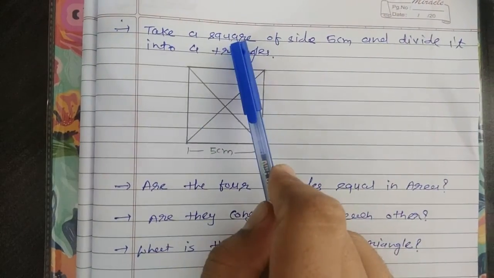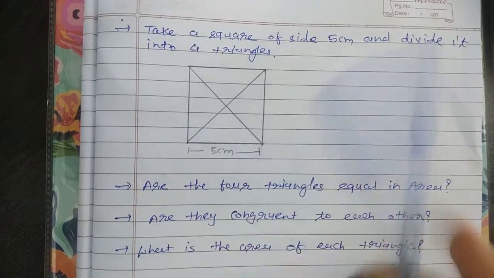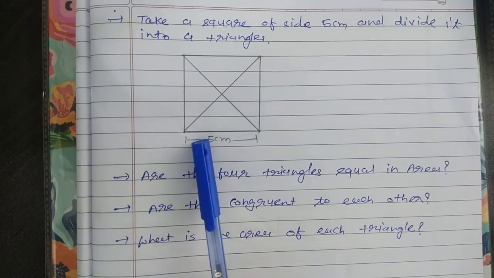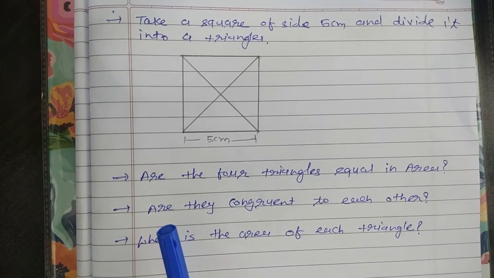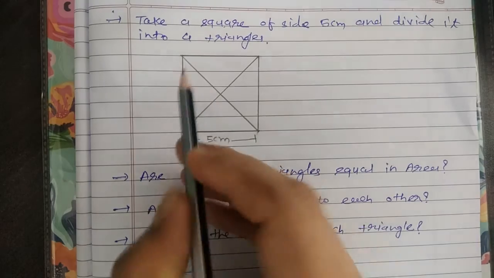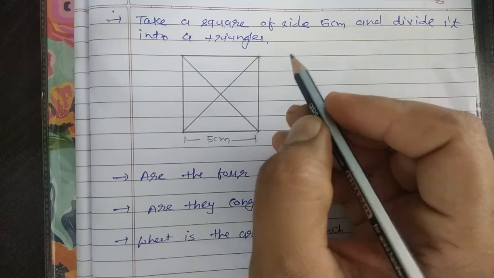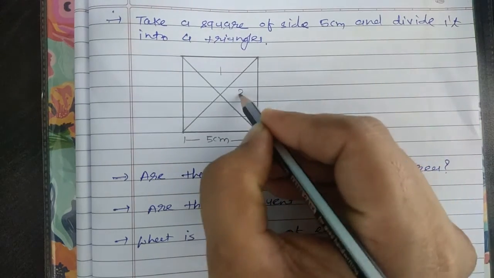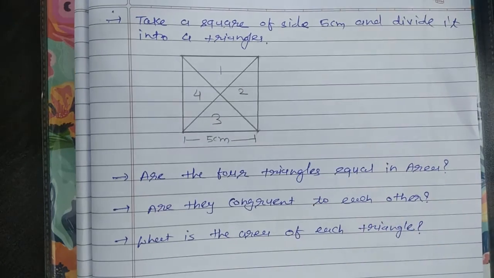Next, take a square of side 5 centimeter and divide it into 4 triangles. So here we have to take a square of measure 5 centimeter side and we have to divide it into 4 triangles. So how can we do it? We have to draw 2 diagonals, diagonal 1 and diagonal 2. When we draw 2 diagonals, we will get 4 triangles: triangle number 1, triangle number 2, triangle number 3 and triangle number 4.